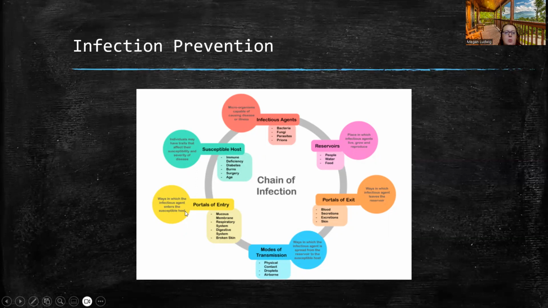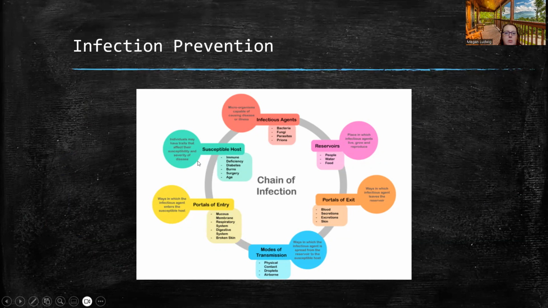Okay. So then if none of those got stopped, you're going to go to the portal of entry. So how did it get into the host? It left this reservoir, but how did it actually get into the host? If I sneezed and didn't have a mask on, it's probably going to enter the respiratory system or even mucous membrane in the nose to the next person. Okay, so different ways it could enter. And then it's into the host, your susceptible host. A lot of things can affect how severe maybe that infection might be.